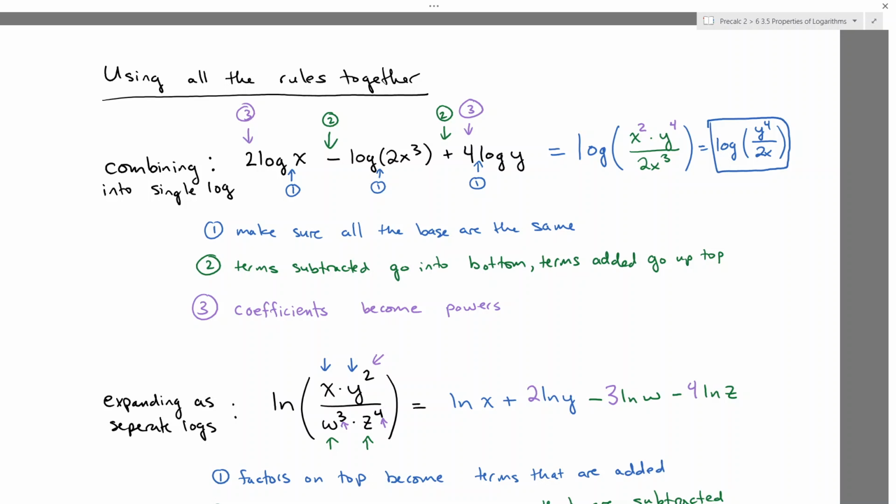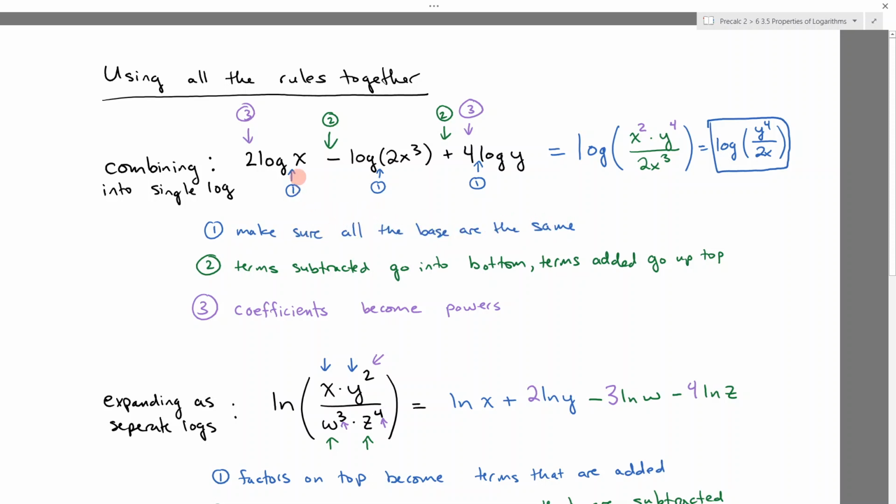In most problems, you're going to have to use the sum, the difference, and the power rule all together. So let's break down how everything comes together in these kinds of problems. There are a few things we want to pay attention to. First we look at combining into a single log. When combining into a single log, make sure all of the bases are the same.